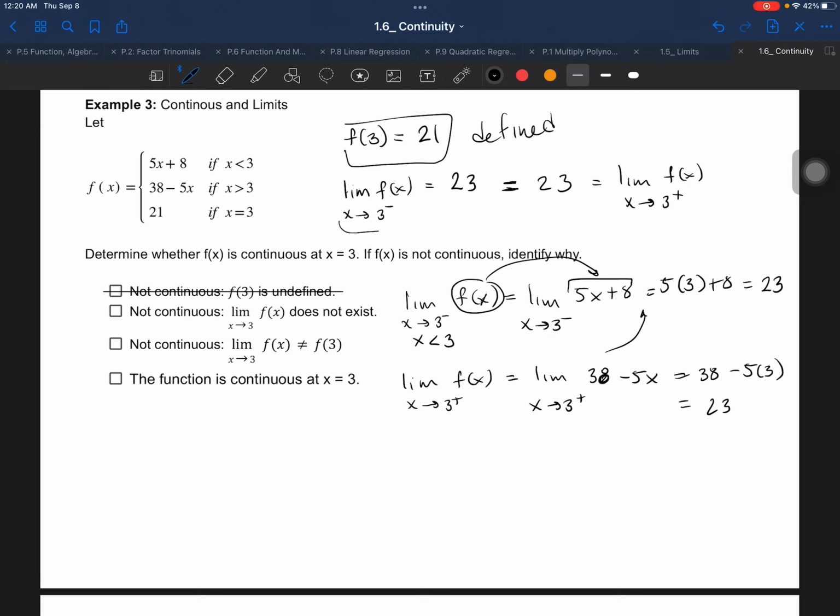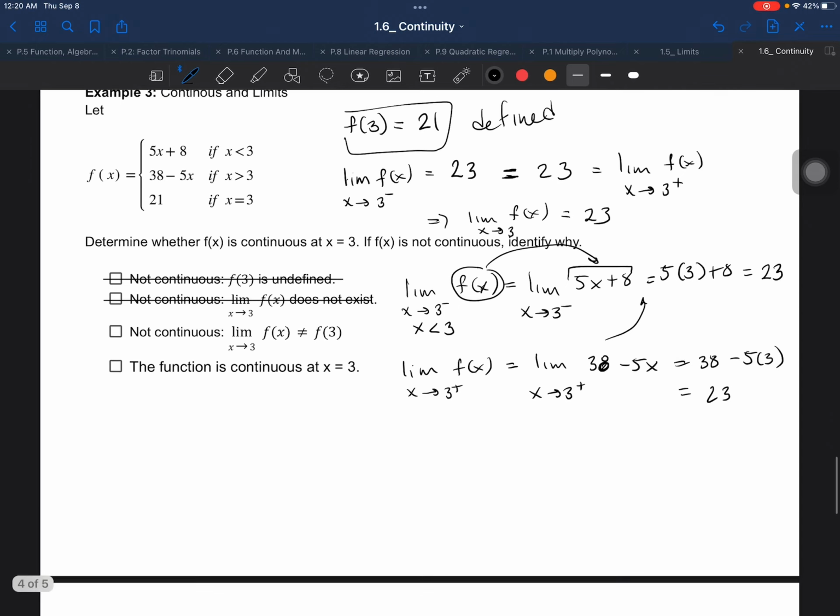Since these two are the same, this implies that the limit of f of x does exist, and it is 23. So that means this cannot be true. It's not continuous because the limit of f of x does not exist? We know that this cannot happen because we already know it does exist, and it is 23.